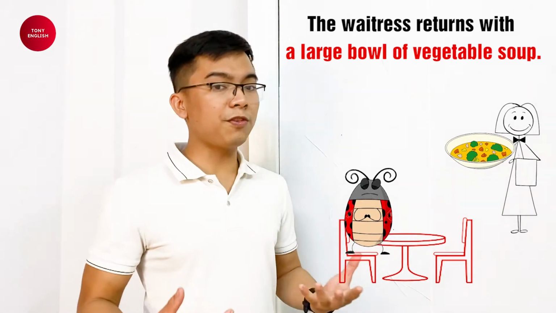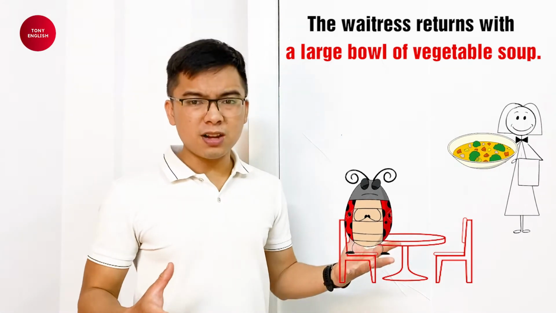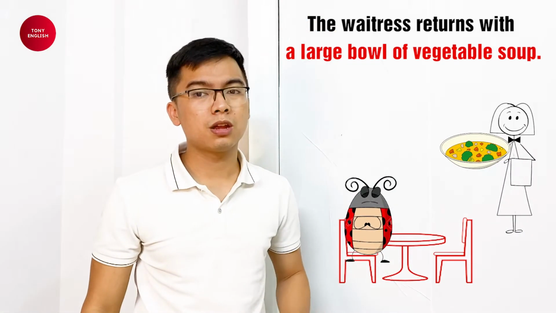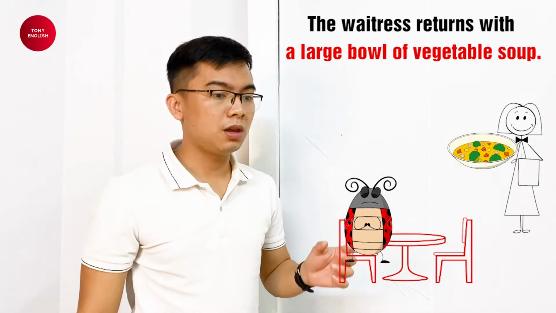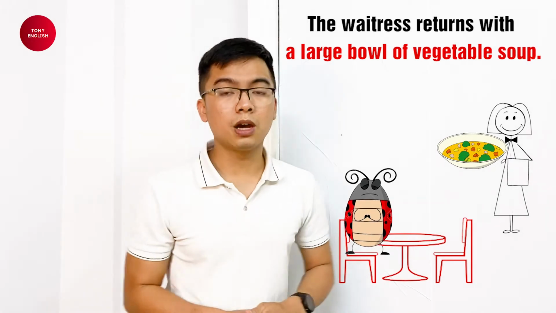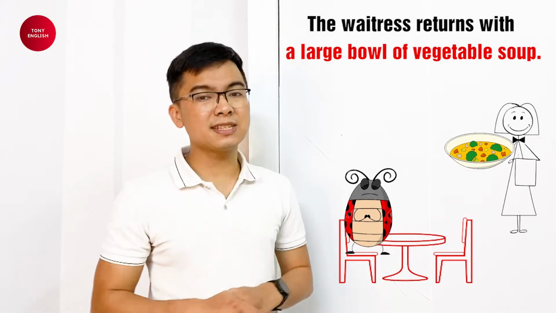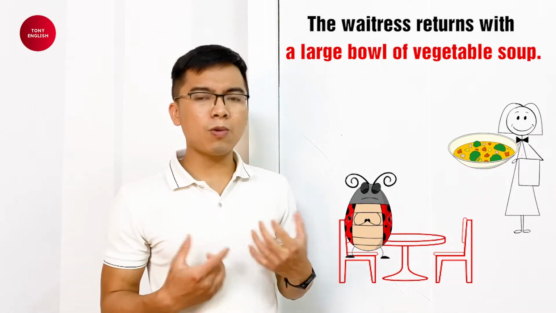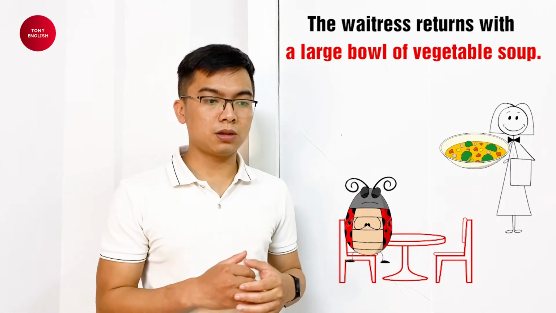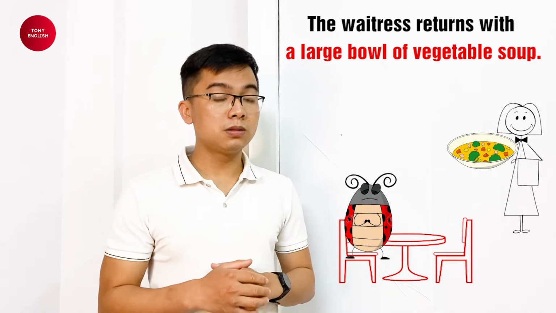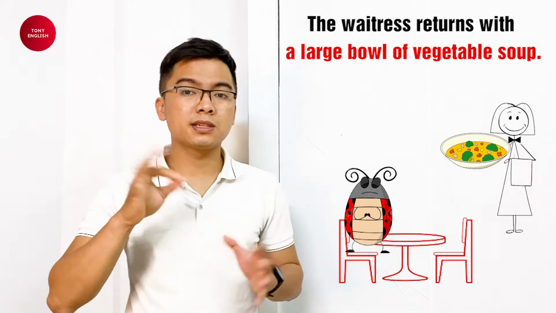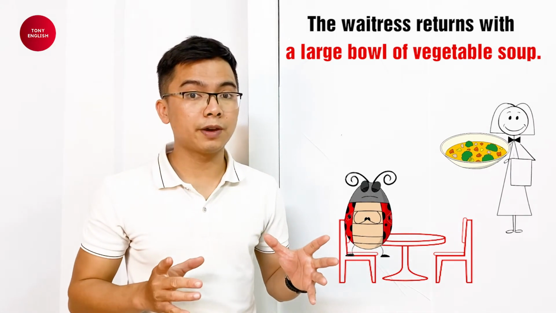So, who is waiting for the soup? Yeah, the giant bird. He's waiting for the food. And then the waitress returns with a large bowl of vegetable soup. So, what did the waitress do? The waitress returned with a long bowl of vegetable soup.